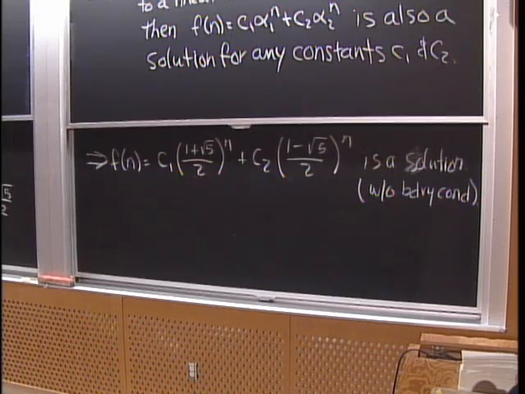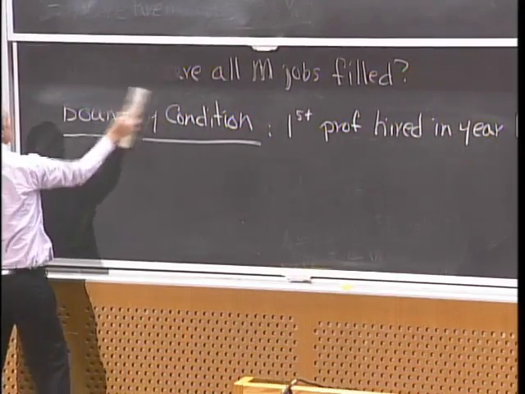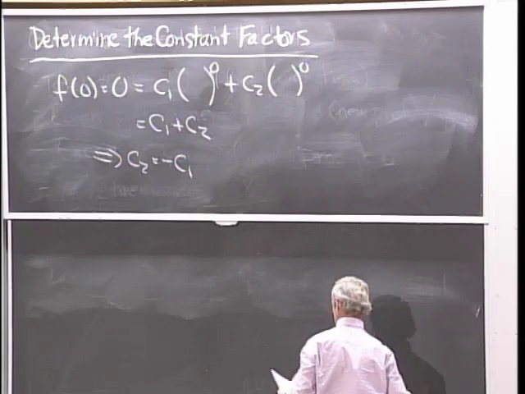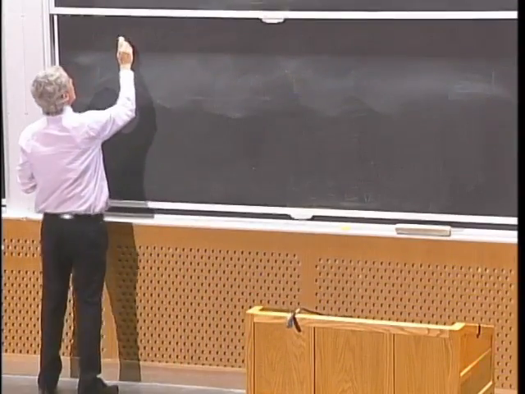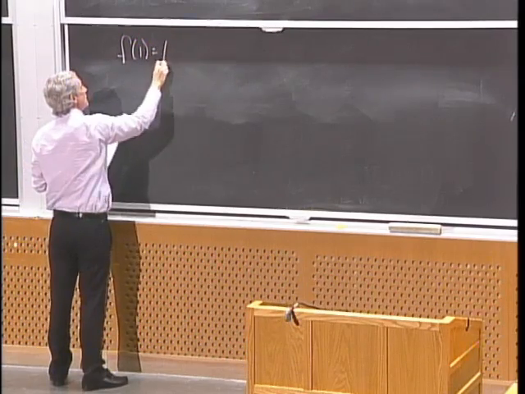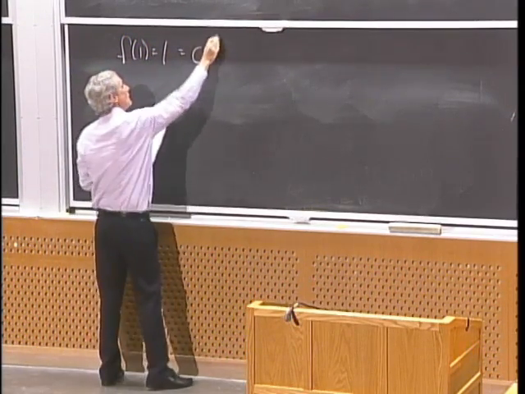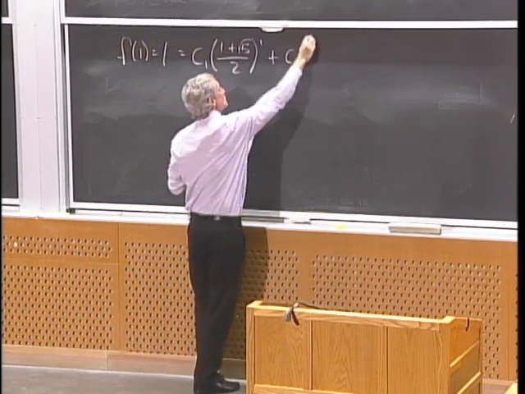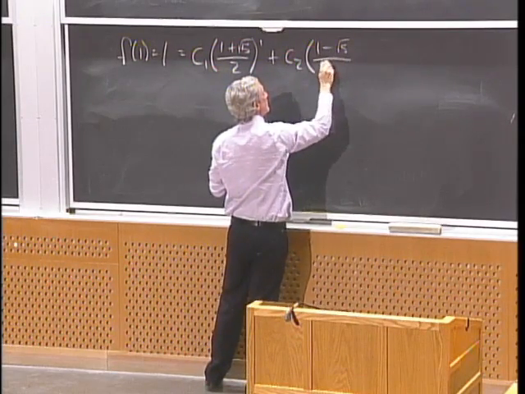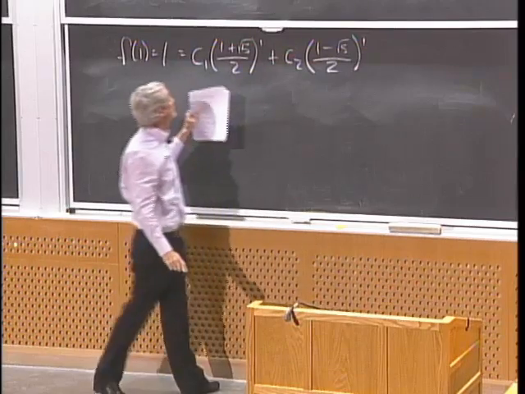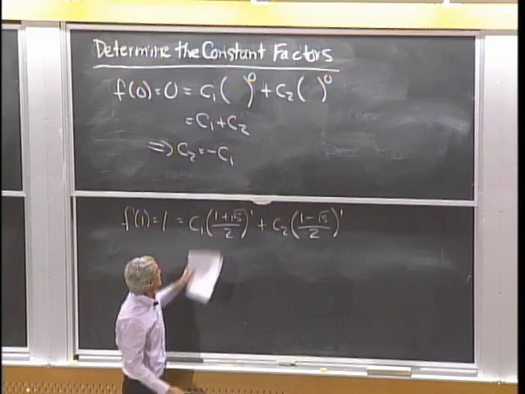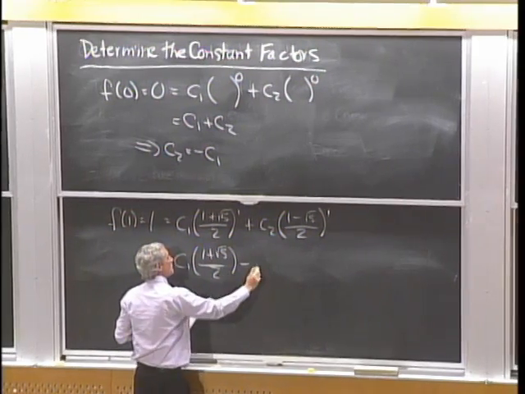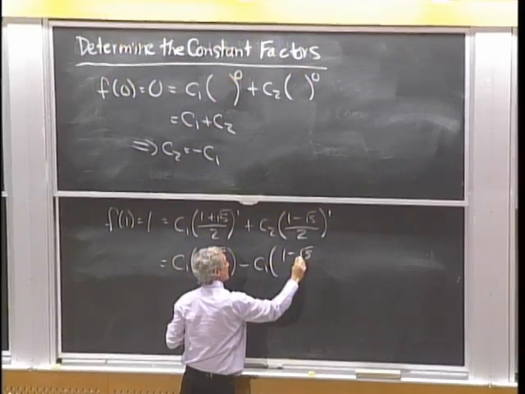All right. And now I use the next boundary condition to nail them down. All right, so I know also that f of 1 is 1, and that equals c1 times (1 plus square root of 5) over 2 to the first power, plus c2 times (1 minus square root of 5) over 2 to the first power. I plug in c2 as minus c1, so I get c1 times (1 plus square root of 5) over 2, minus c1 times (1 minus square root of 5) over 2.